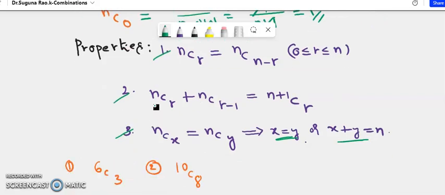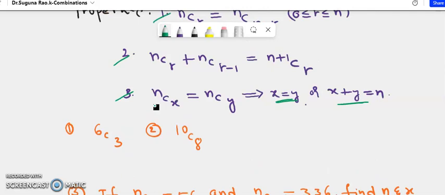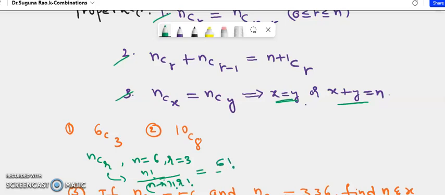So by using the formula and the properties, we have some examples here. Example 1, 6C3, which is of the form nCr. Here n equals 6, r equals 3. Then we have the formula of nCr is n factorial by (n minus r) factorial into r factorial. So the given problem is, in place of n factorial, we take 6 factorial by (6 minus 3) factorial into 3 factorial. This is the formula of nCr.